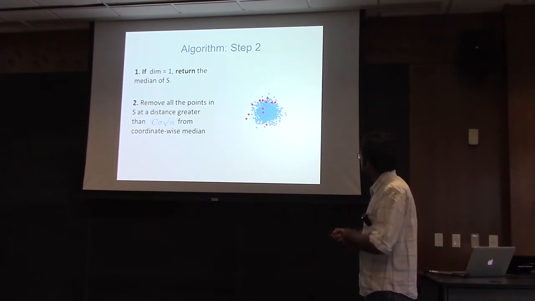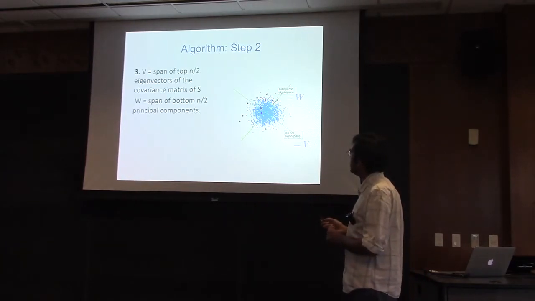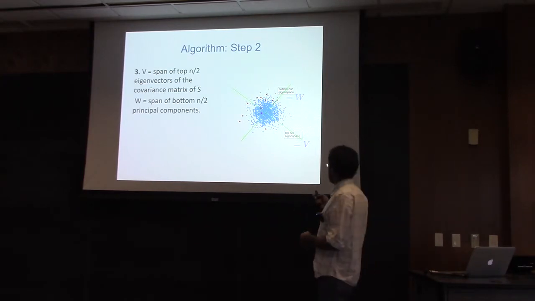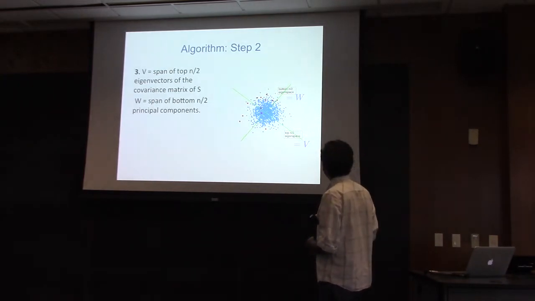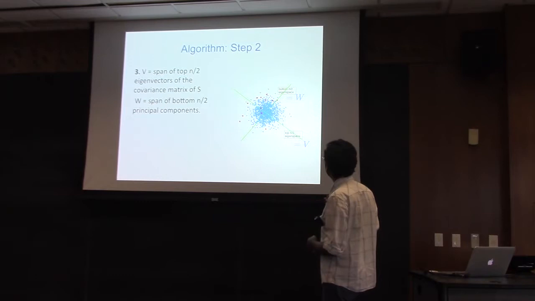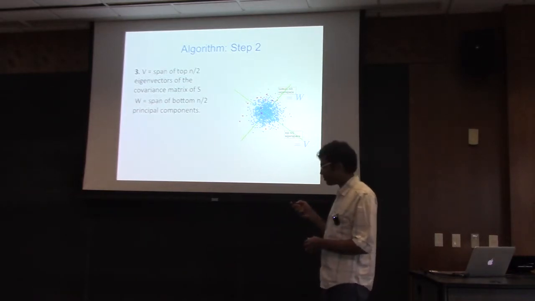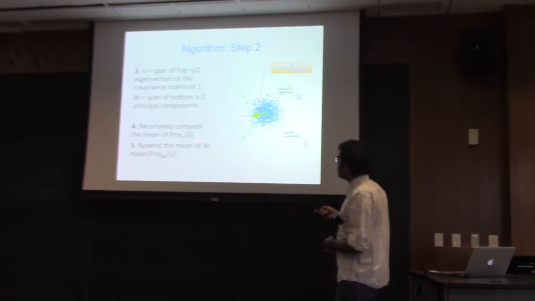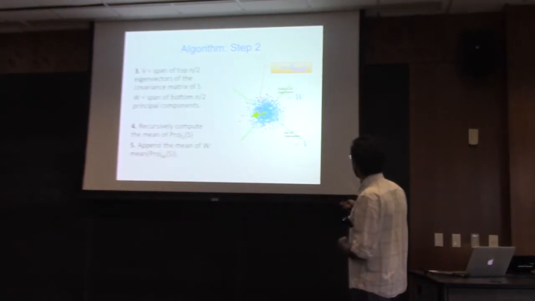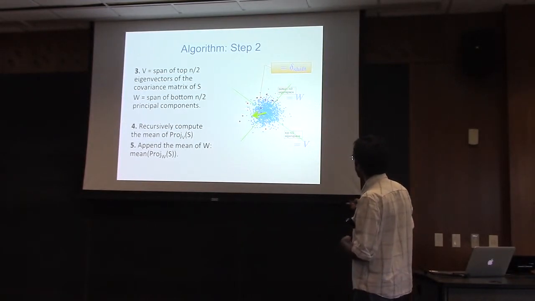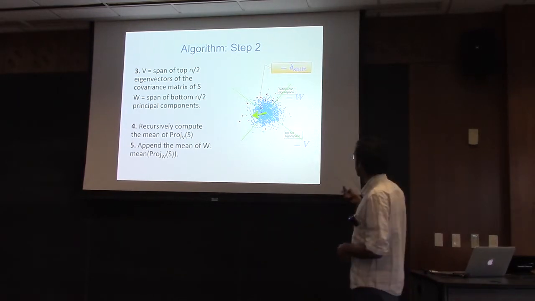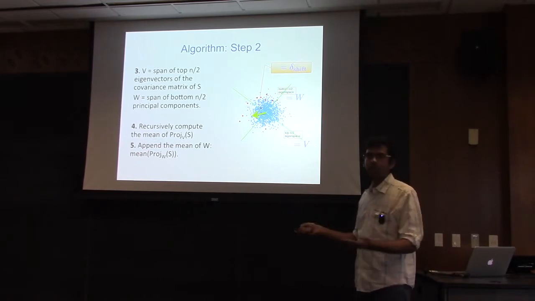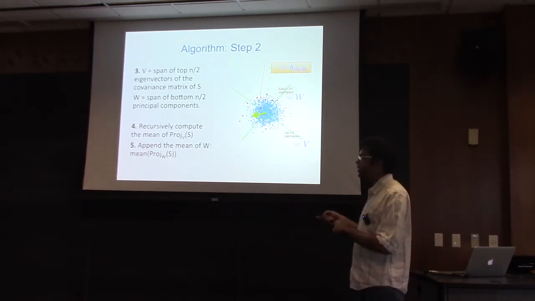Okay, so throw away all the noise points and then compute the covariance matrix of the remaining points, and the top n over 2 principal components and the bottom n over 2 principal components. And then we project onto the top n over 2 principal components and recurse the entire procedure. In the bottom n over 2 principal components, we just compute the sample mean. We project these points and compute the sample mean.